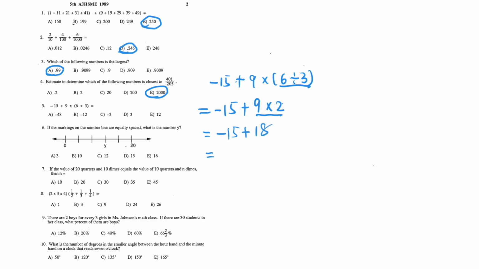Number 5. Negative 15 plus 9 times bracket 6 divided by 3 equals negative 15 plus 9 times 6 divided by 3. By the math rules, we do the bracket first. 6 divided by 3 is 2, and negative 15. Now we will do multiplication. So plus 18, that's 3. So the answer is D.